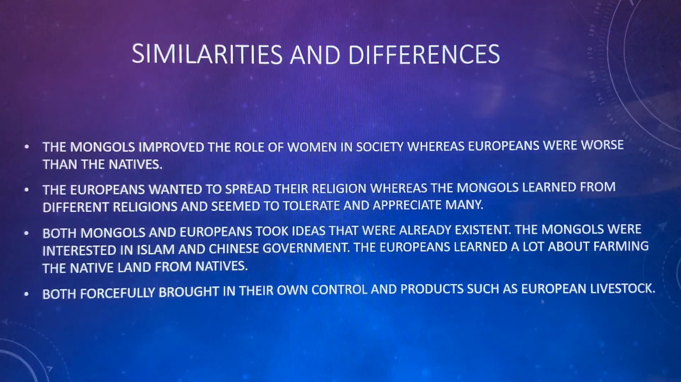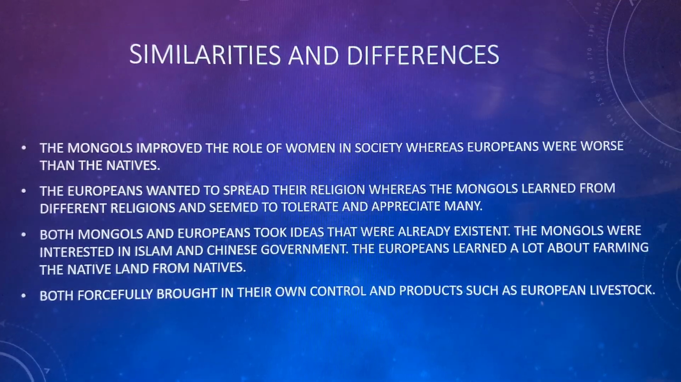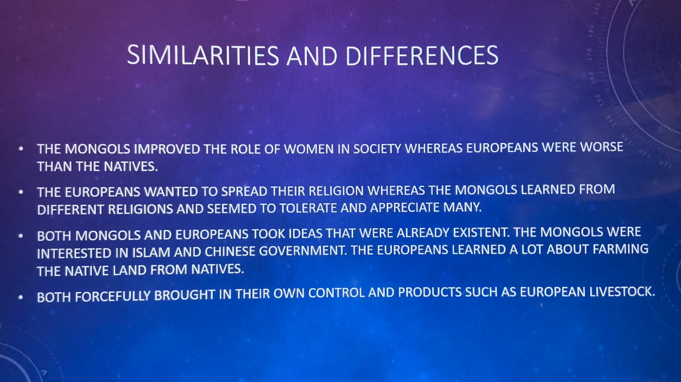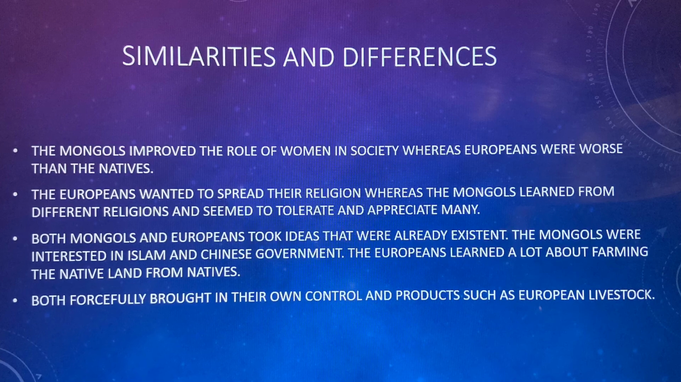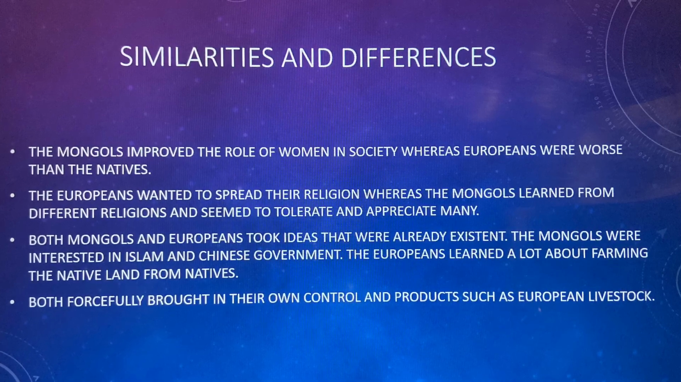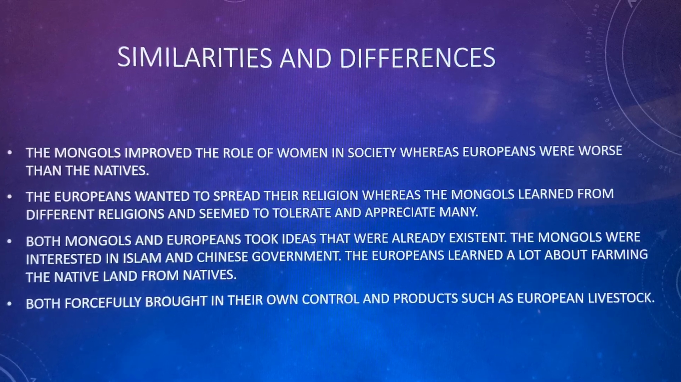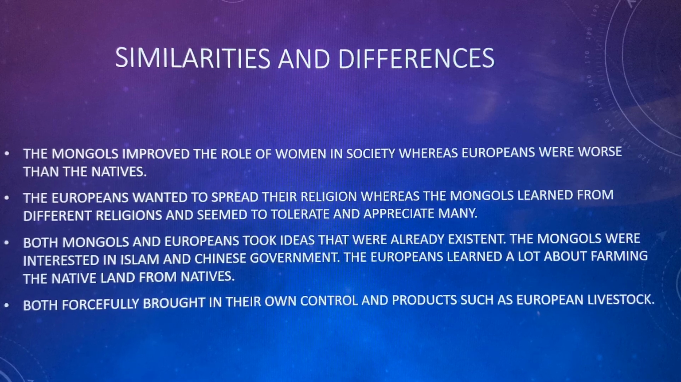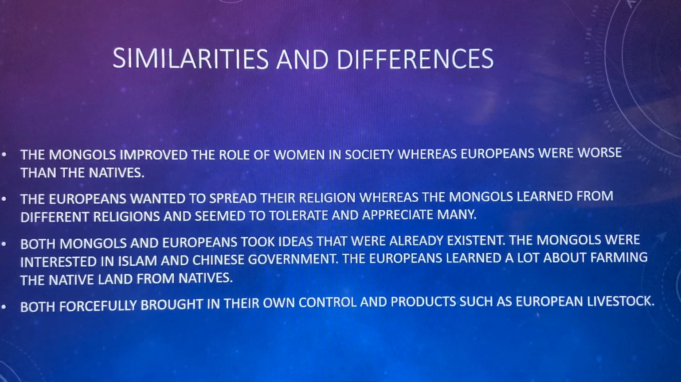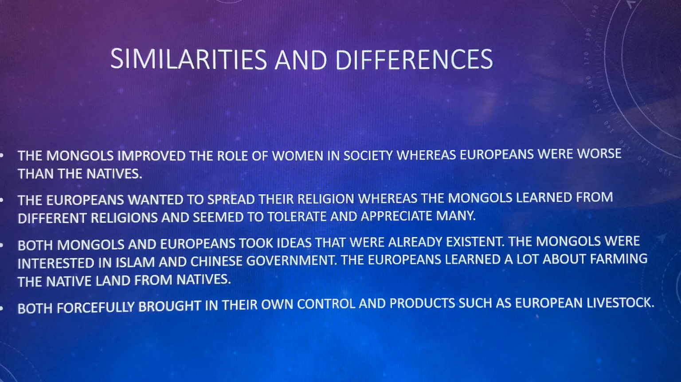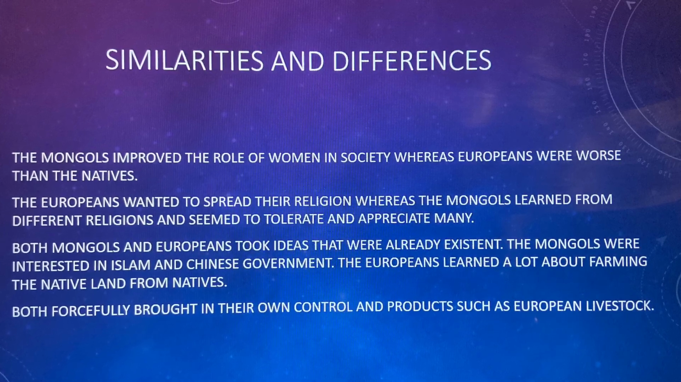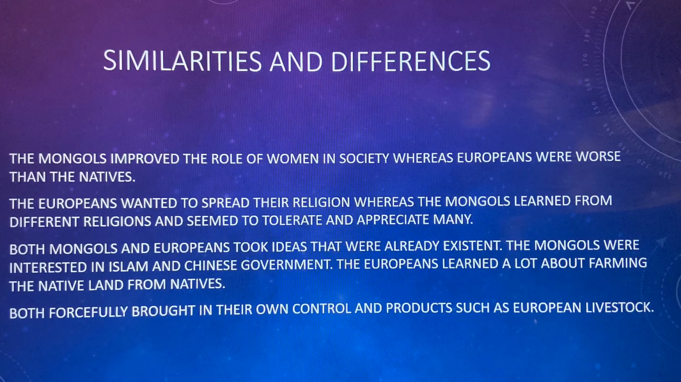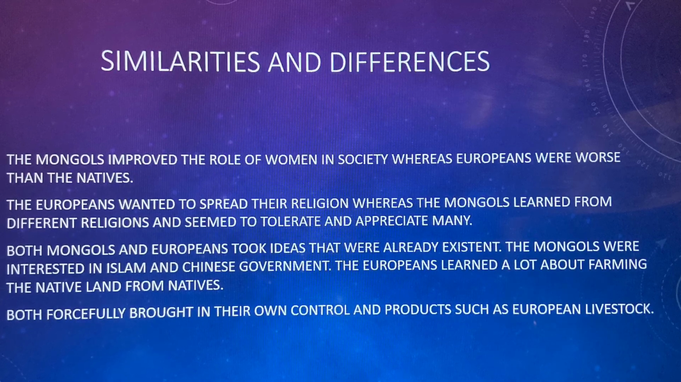Similarities and differences. The Mongols improved the role of women in society, whereas Europeans were worse than the natives. The Europeans wanted to spread their religion, whereas the Mongols learned from different religions and seemed to tolerate and appreciate many. Those were two of the differences, and two of the similarities are that both the Mongols and Europeans took ideas that were already existent.